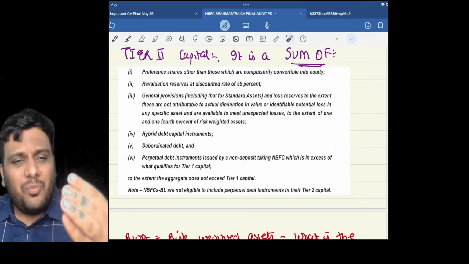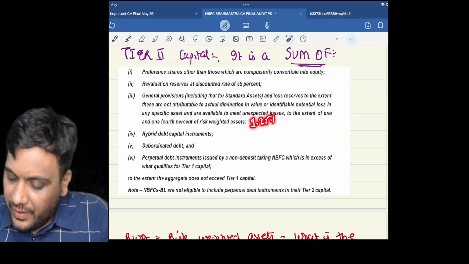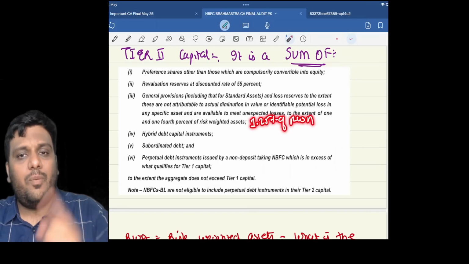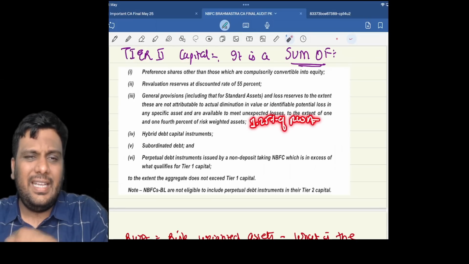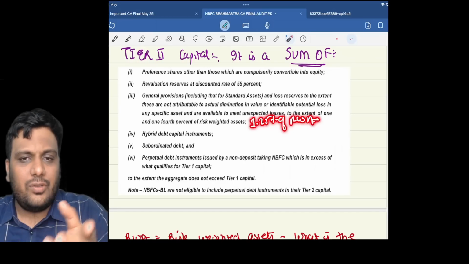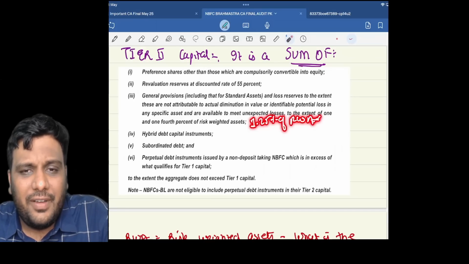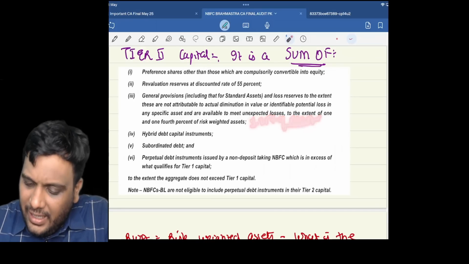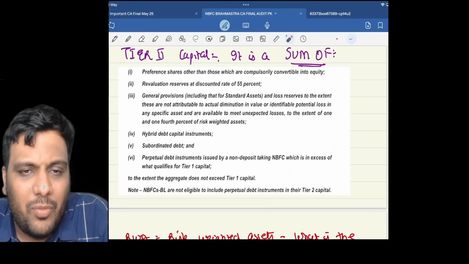Then whatever are the general provisions and loss reserves, but only to the extent of 1.25% of risk-weighted assets. Again, you can go back to the sum. They have given risk-weighted assets and calculated 1.25%. I think in that sum, risk-weighted assets are 8,000 crores, so 1.25% comes to 100 crore. But anyway, general provisions and loss reserves are less than that, so there should not be a very big problem over there.